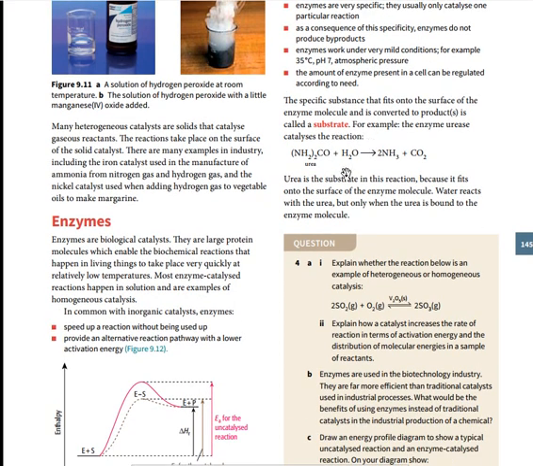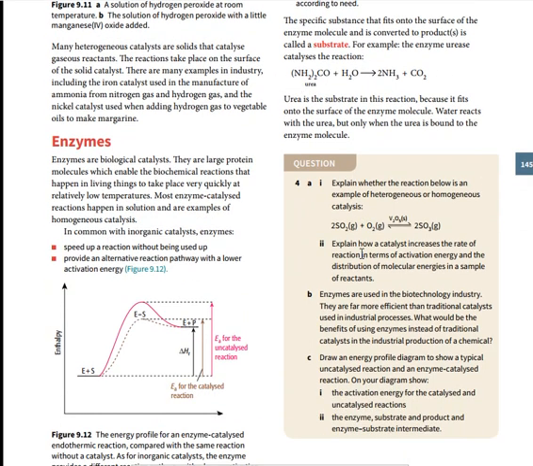You can have an example of an enzyme which is urease, which breaks down urea and water to produce ammonia and carbon dioxide.